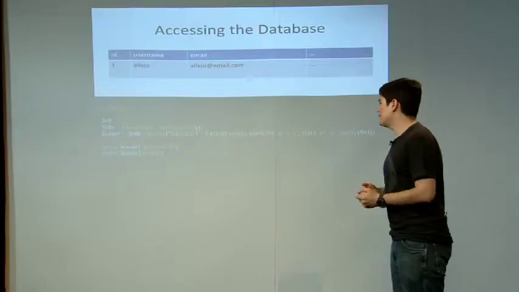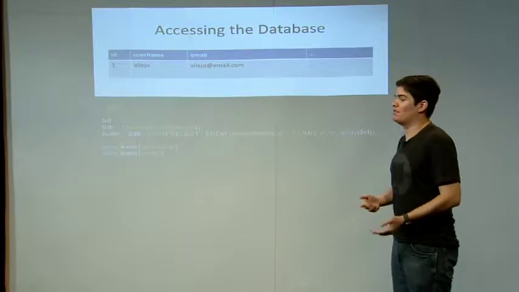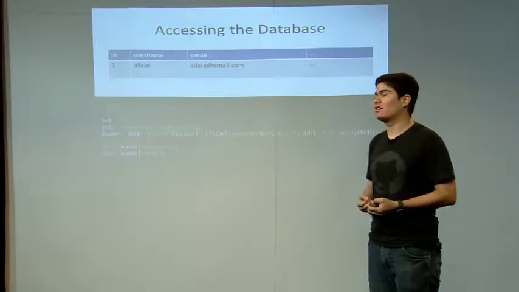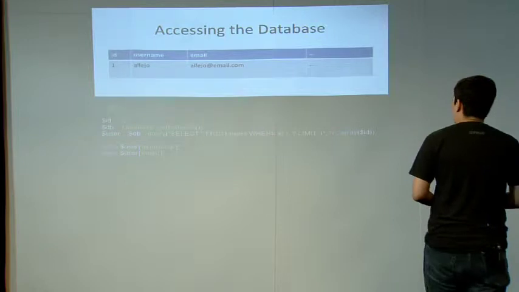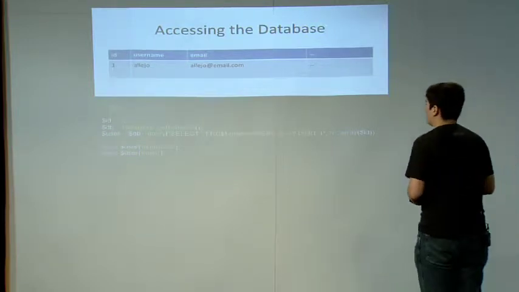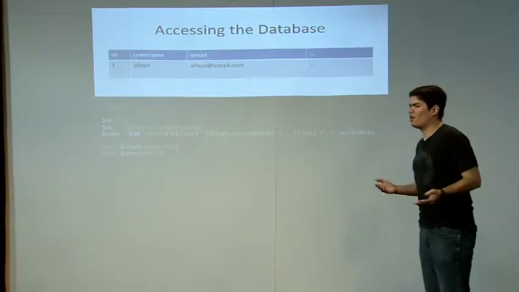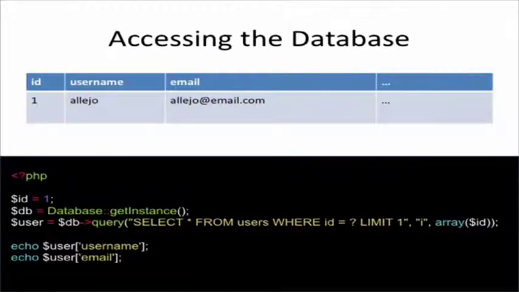DB is going to be, as you can see, our access to the database. So we're going to get an instance of the connection to the database. And then afterwards, we're going to have a third variable called user. The user is where we're going to store all the information about the actual user from the database.